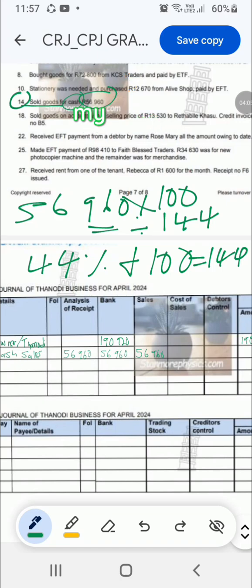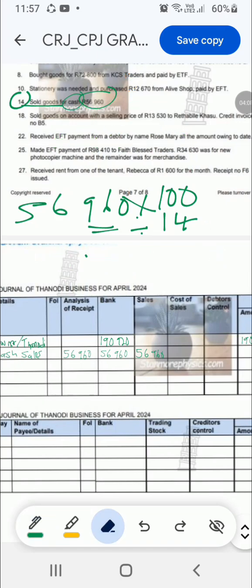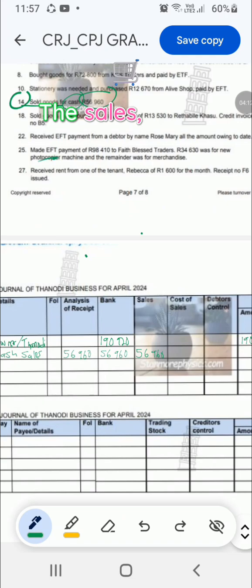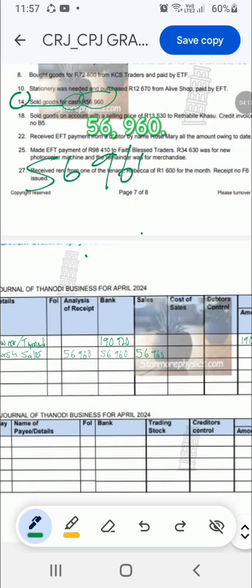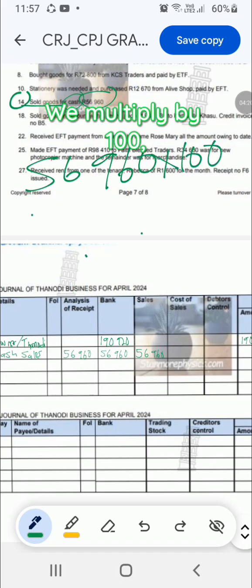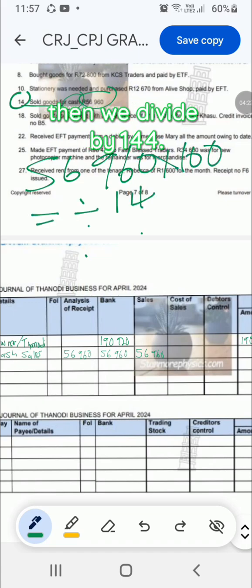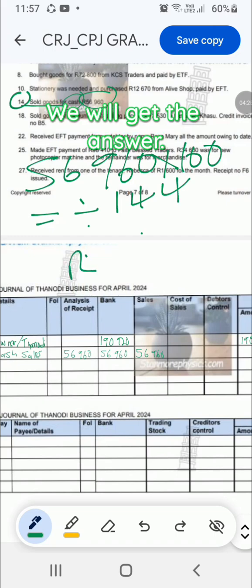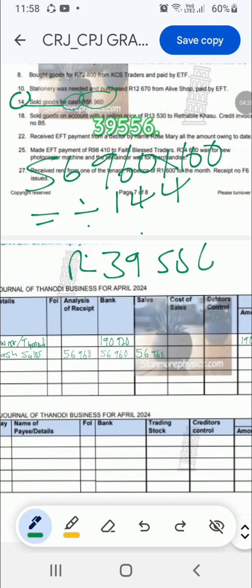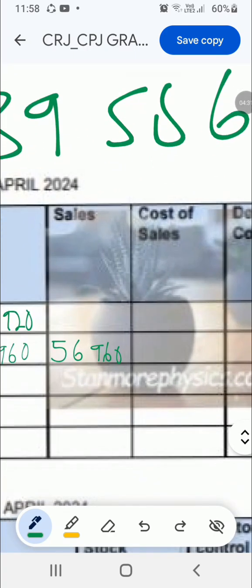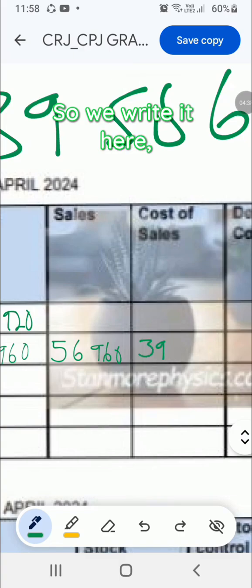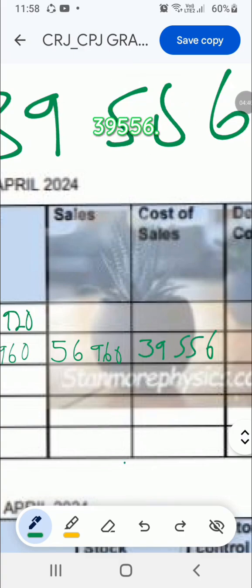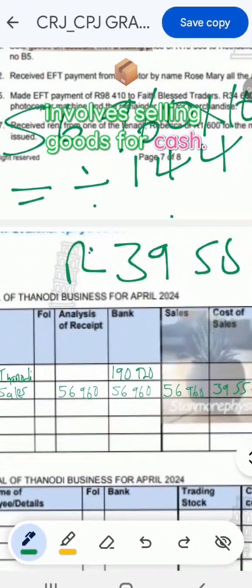So to simplify my whole calculation, let me start again. The sales, which is 56,960, we multiply by 100, we get the answer, then we divide by 144. The answer is 39,556. That's the cost of sales. So we write it here, 39,556. So that's our transaction that involves selling goods for cash.